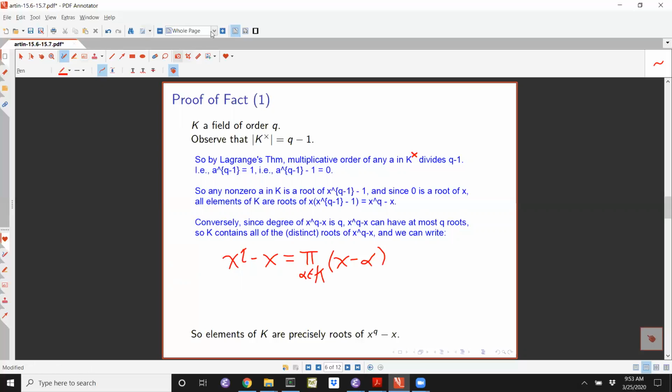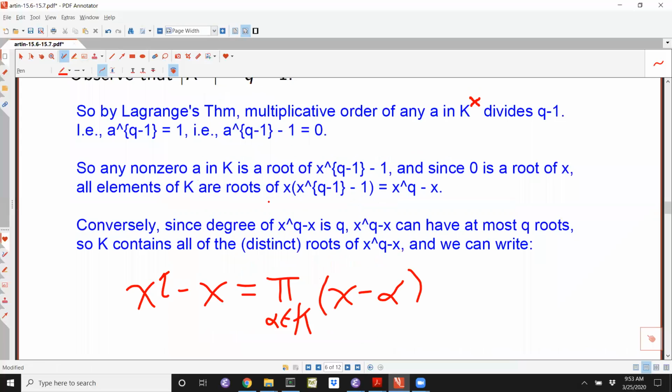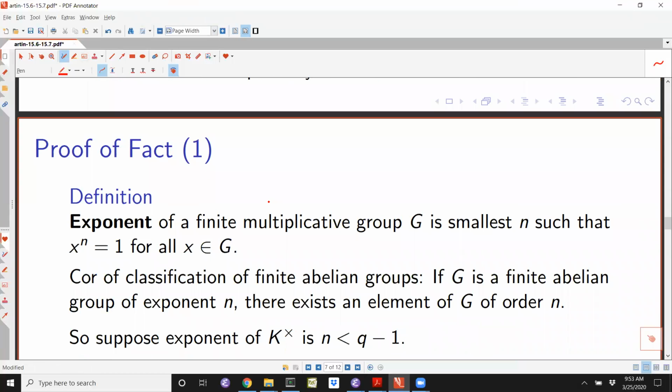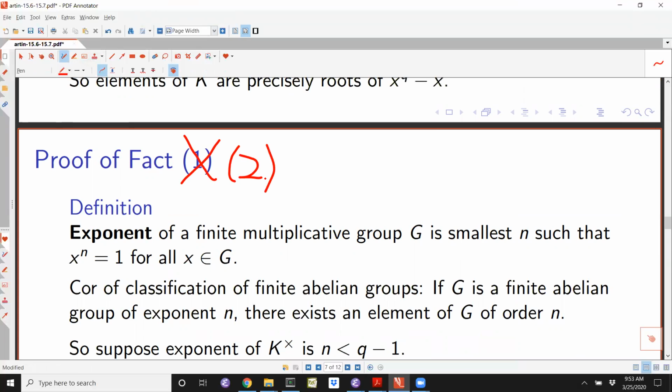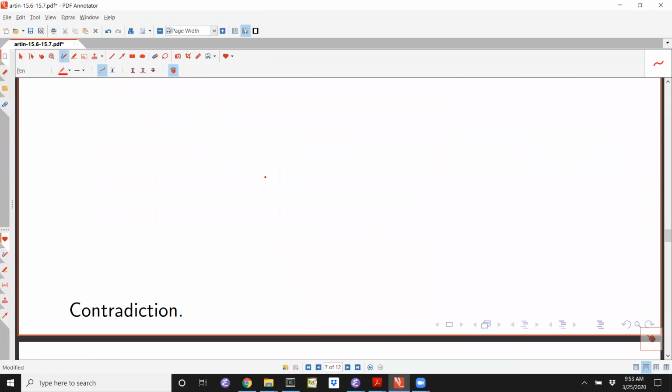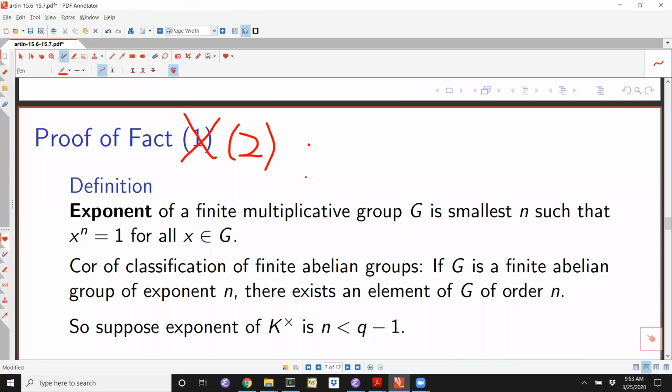All right. Let's go back to proving these facts. So the next point is that this is not fact number 1, but fact number 2. My bad. So fact number 2 is that we want to show that the multiplicative group of our finite field K is cyclic.